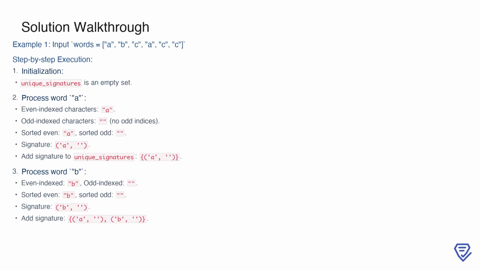After sorting these two parts, the even indexed part remains a, and the odd indexed part remains empty. This gives us a signature of a. We then add this signature to the set, so our unique_signatures is now {a}. Next, we process the word b. Its even indexed characters are b, and its odd indexed characters are empty. Sorting these gives the signature b, which is added to the set, making unique_signatures equal to {a, b}.